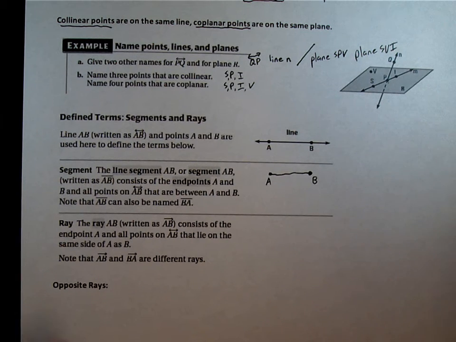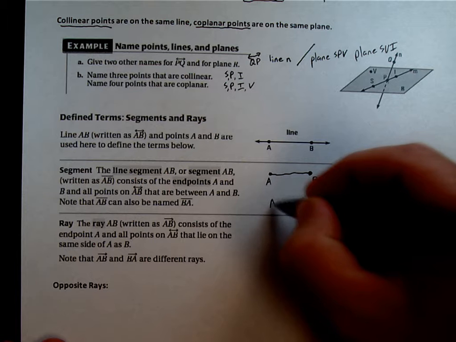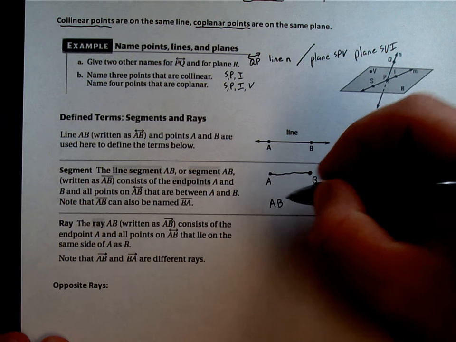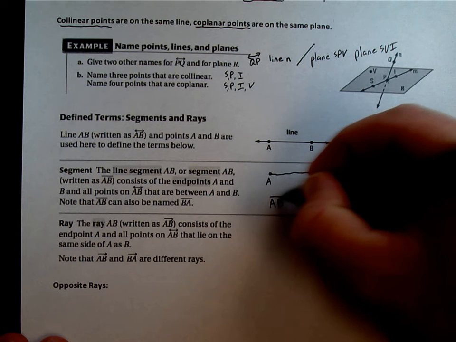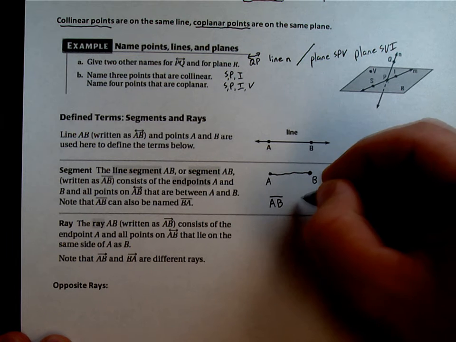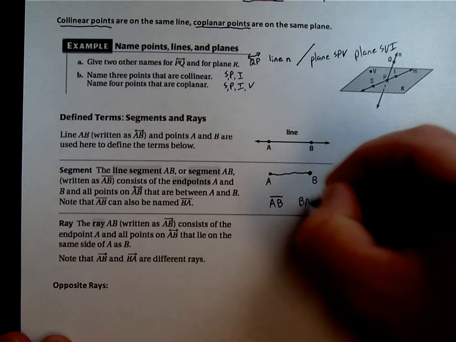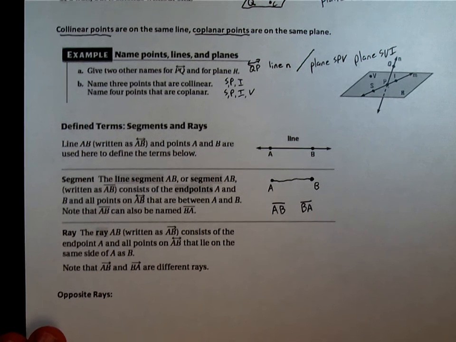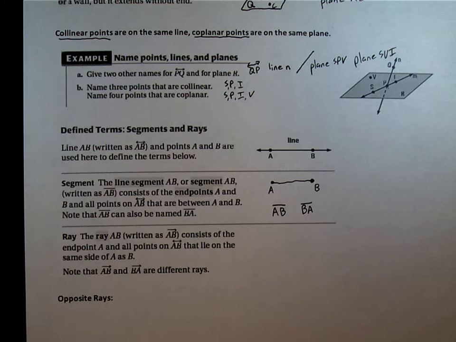To name it, we can name it similar to a line. We have to use the endpoints. We don't want any of the points in between. We use the A and the B, and then we put a little line segment symbol above it. So we don't use the arrowheads this time. The only other way to name this segment is just to switch the order around and call it segment BA. No other way to name this one. Even if there was a point in the middle, you can't use it. You use the 2 endpoints.